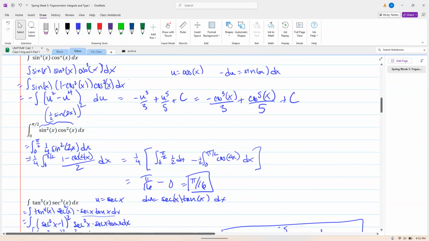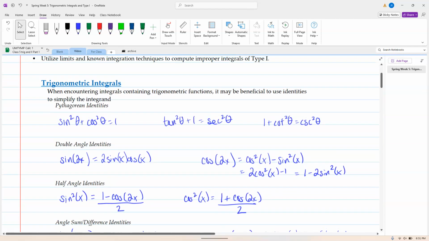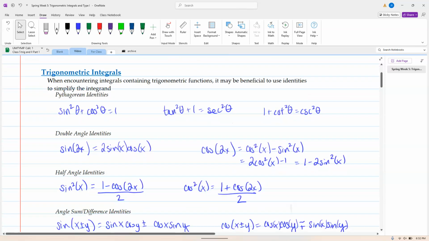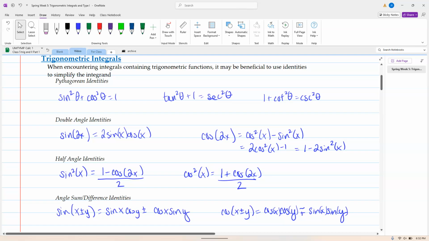So a little bit of a recap here on trig integrals: integrals involving trig functions, you might have to make use of some identities. Be aware of them, be ready for them.